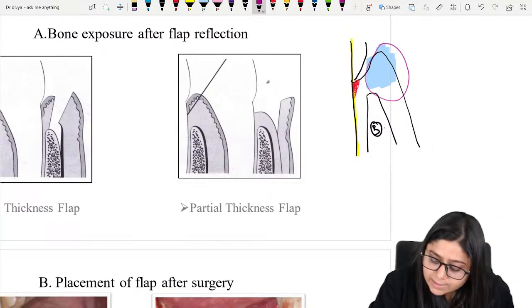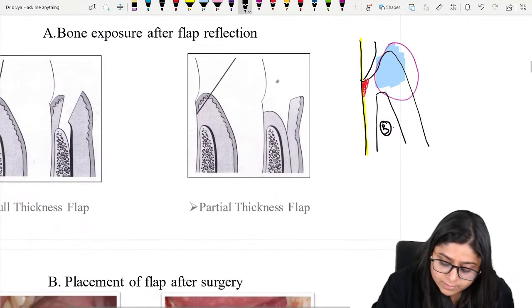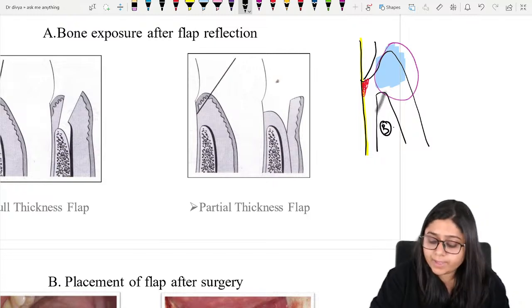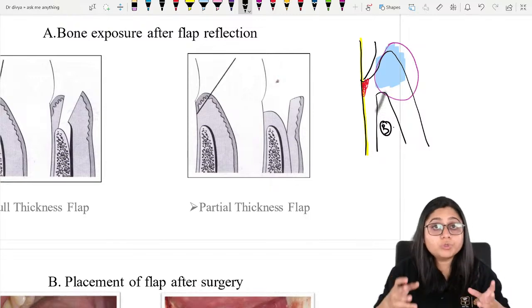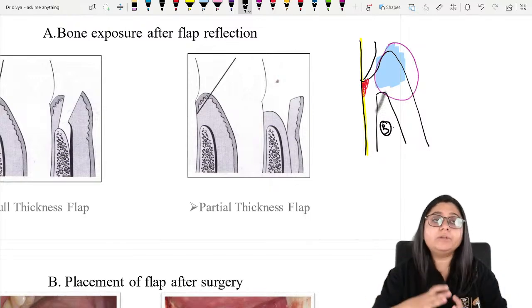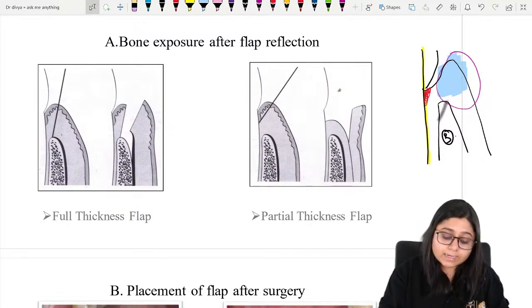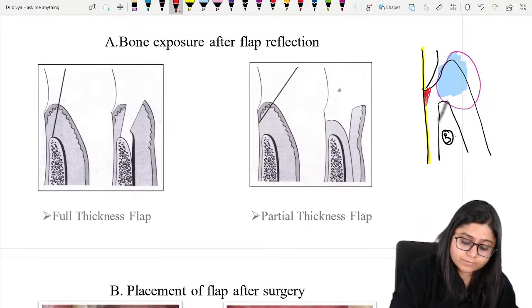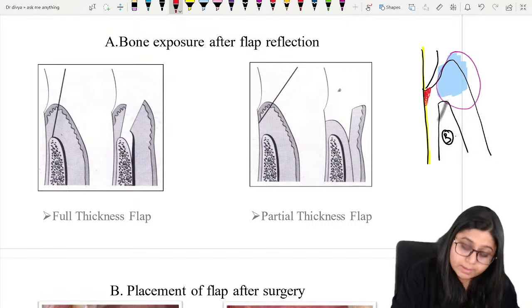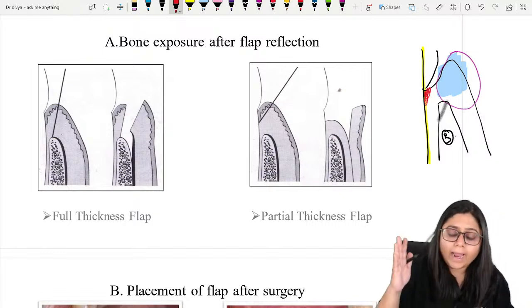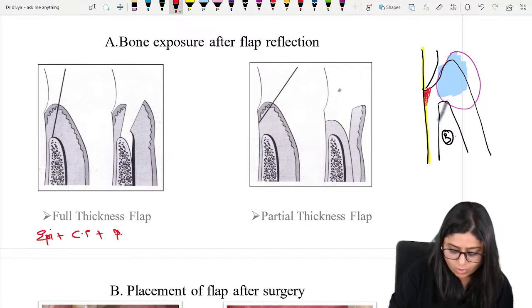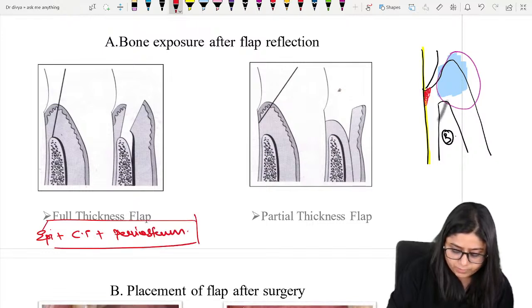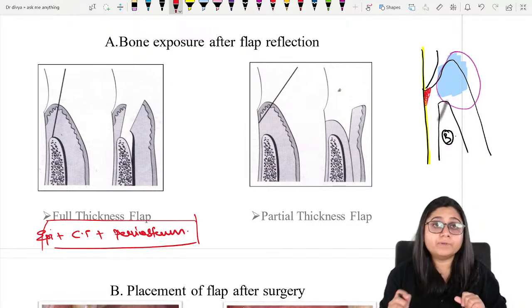Whenever I see a defect here, I will be able to fill this defect only after raising this whole flap. To visualize the bone and the tooth, I need to raise the full thickness flap. Full thickness flap consists of epithelium plus connective tissue plus periosteum. We have to remove the whole periosteum. If the whole periosteum is not removed, there will be severe bleeding.